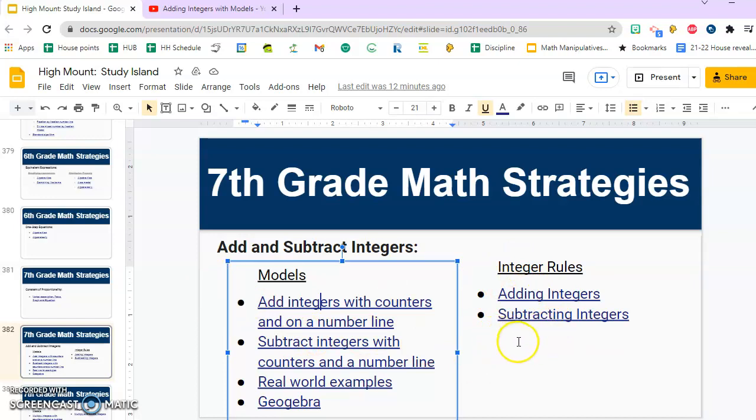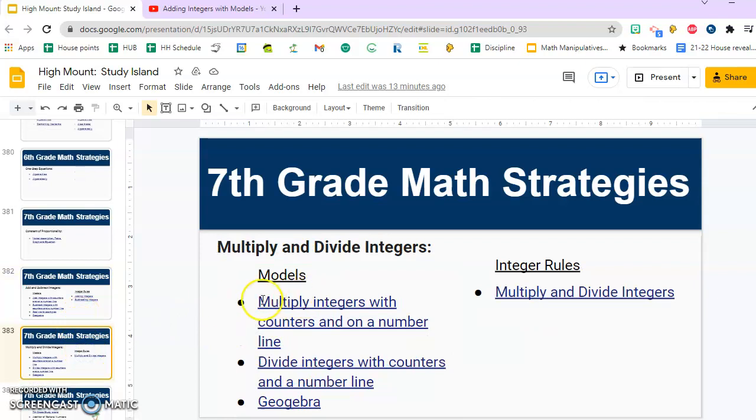You don't want to start with the standard algorithm or start with just the plain integer rules. You want to make sure that you're using these other strategies first to build that for your students. Same thing with multiplying and dividing. There are the counters and number line. It also gives you the integer rules afterwards.